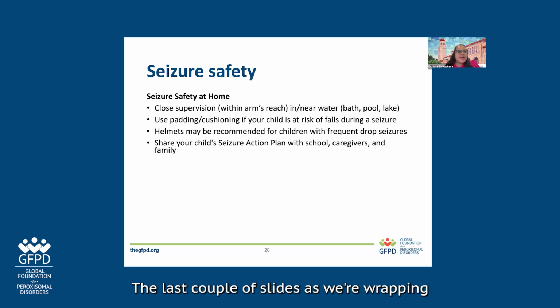The last couple of slides as we're wrapping up, I want to talk a little bit about seizure safety. And so seizure safety at home, especially near water, my recommendation is always if a child or an adult with seizures is in the water, somebody should be within arm's reach so that if they have a seizure, somebody can take them out of the water. And that person, I always remind my families, it's a one-on-one. They should not be watching everybody in the pool. Their job is to make sure their buddy, if they were to have a seizure, is able to be taken out. Sometimes it can be helpful to have padding or cushioning, sometimes around beds or other active areas if there's a risk of falls during seizure.